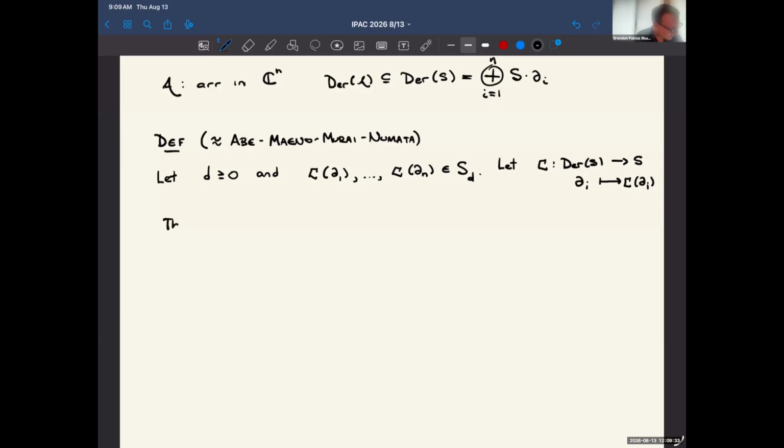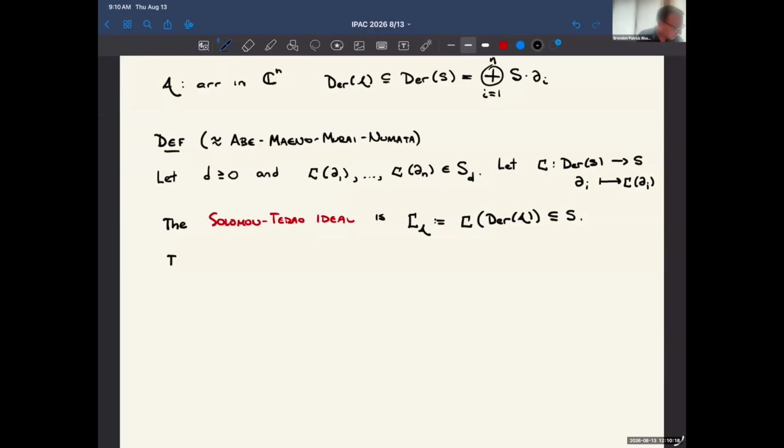So the Solomon-Terao ideal is C_A, and this is by definition the image of c on Der A, and this is something that lives inside S. And because Der A is an S submodule, this is actually an ideal, and it is in fact a graded ideal in S.